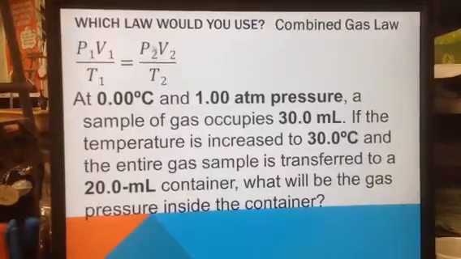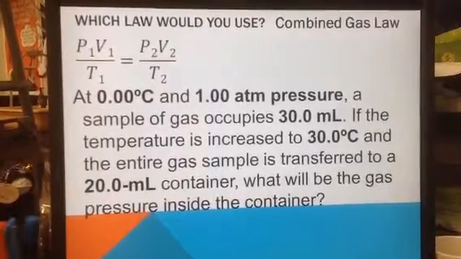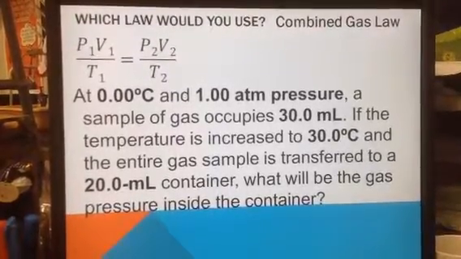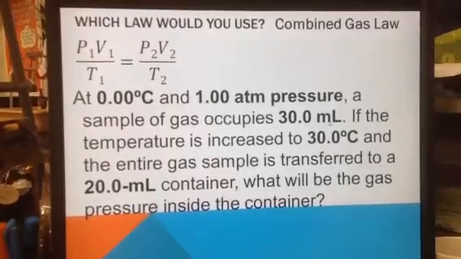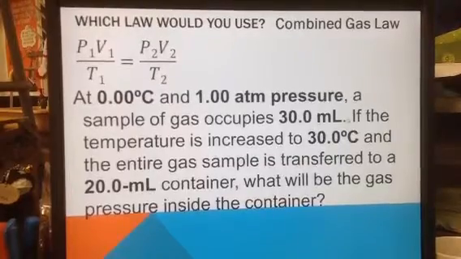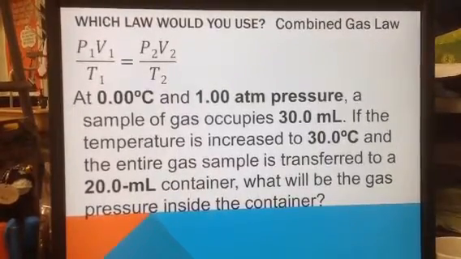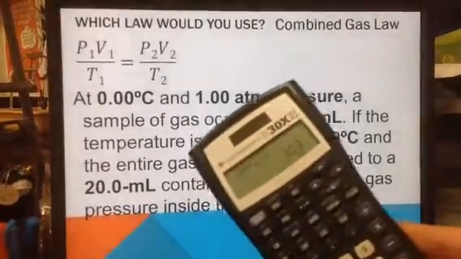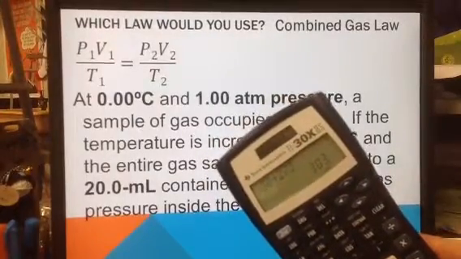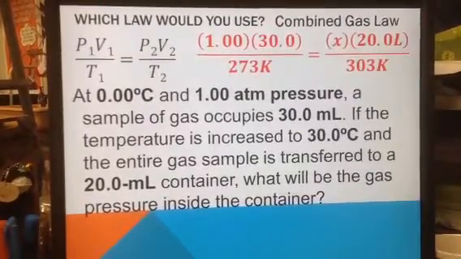Then my final pressure, that's what I'm being asked, what will the pressure be? Therefore, that's my X. And then my final volume is 30 milliliters. Oh, I apologize, 20 milliliters. That was my initial volume. And my final temperature is 30 degrees Celsius. Of course, for 30 degrees Celsius, we have to add 273 to C. That makes it 303. So when I set up my equation, it looks like this.